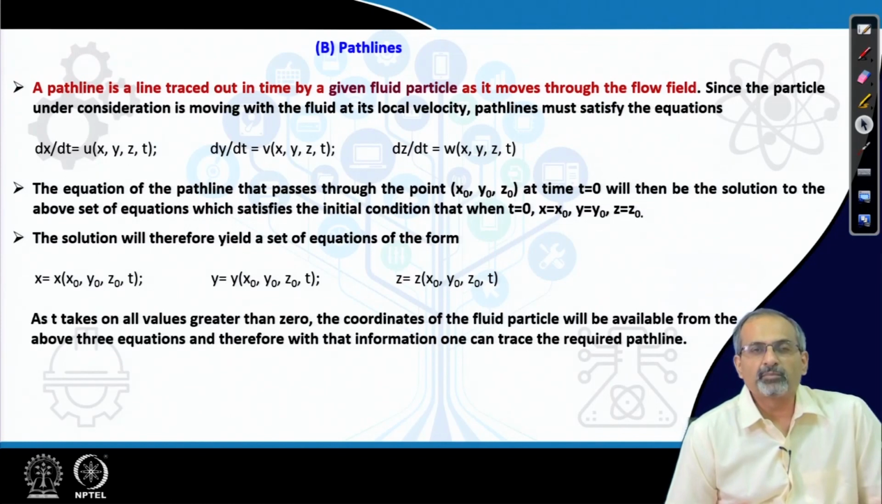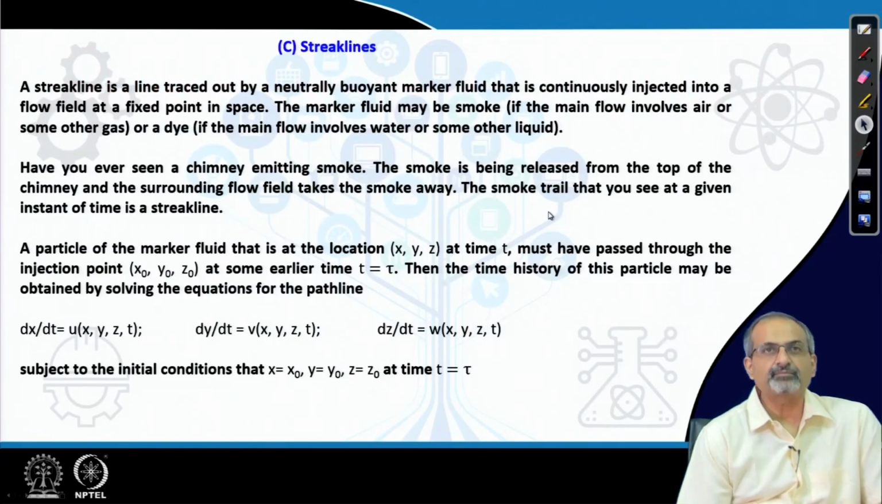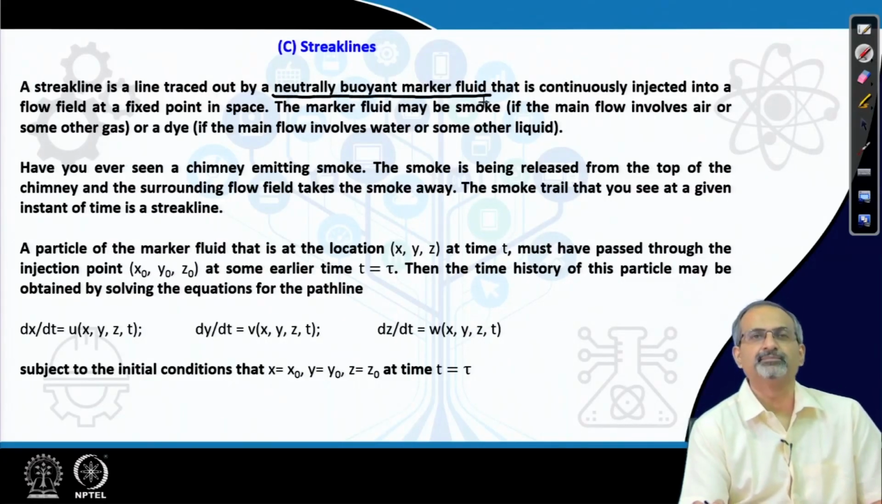So, we saw what path lines are all about. Let us take the discussion forward. We will now look at streak lines. What are streak lines? Let us define it as a singular. A streak line is a line traced out by a neutrally buoyant marker fluid that is continuously injected into a flow field at a fixed point in space. The marker fluid may be smoke if the main flow involves air or some other gas, or a dye if the main flow involves water or some other liquid. So, it is essentially playing the role of a neutrally buoyant marker fluid.